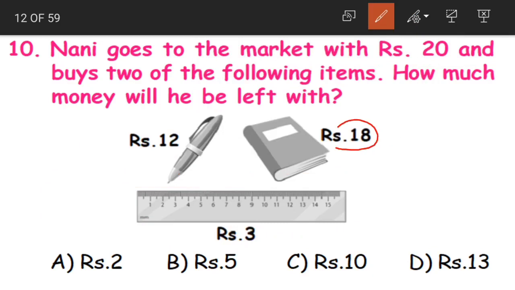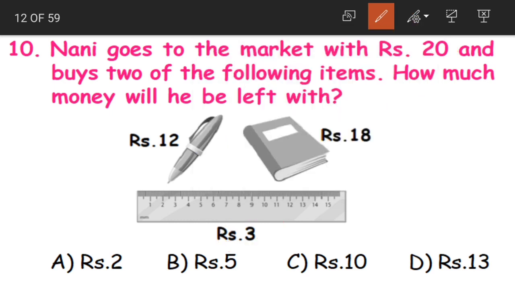Now next coming to book and scale. 18 plus 3, 8 plus 3, 11, 1 plus 1, 2. So again the cost here is 21 rupees, children. This 21 rupees is again more than the amount that he has. So he cannot afford to buy the book and the scale together.